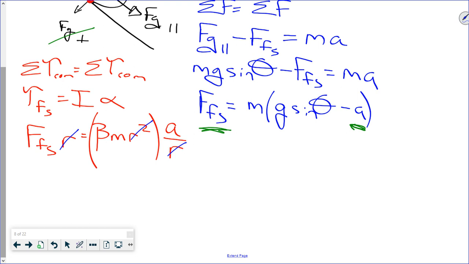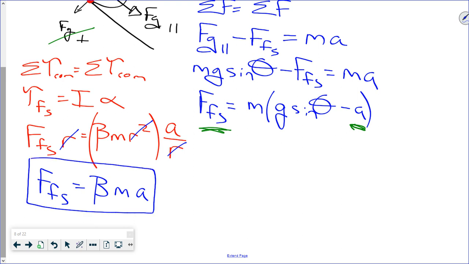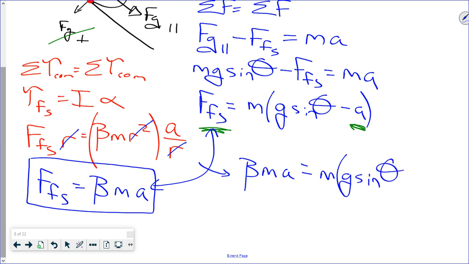All right. So, oh yeah, I wish I'd done this a little bit different. But whatever, it's algebra. Okay, so now we've got force of friction static equals beta ma. Oh, that's actually a really useful result. Right? When you're rolling, your force of static friction is just beta times ma. Okay, cool. So now I'm going to combine these two equations to give me this. Beta ma equals mg sine theta minus f.